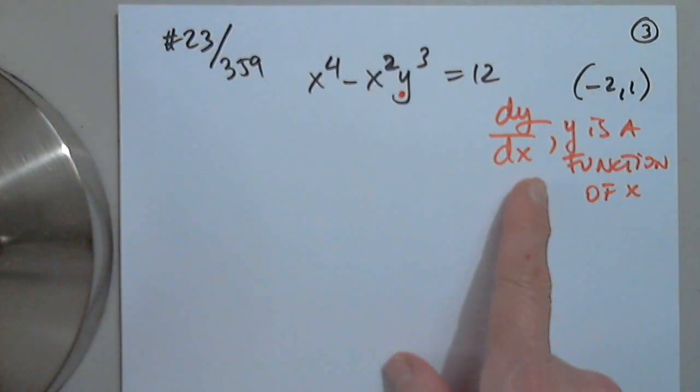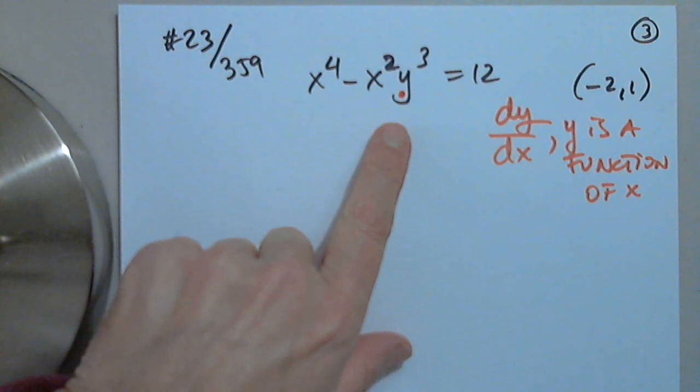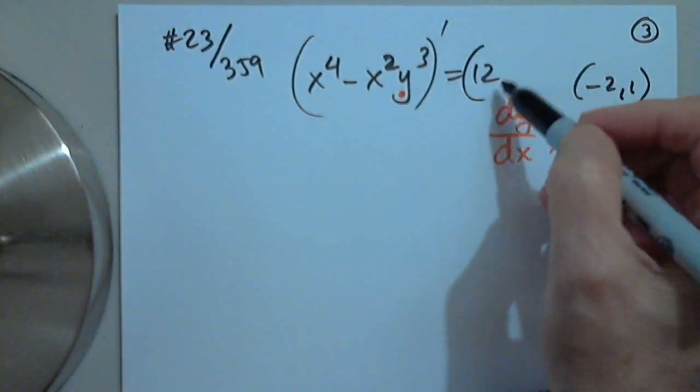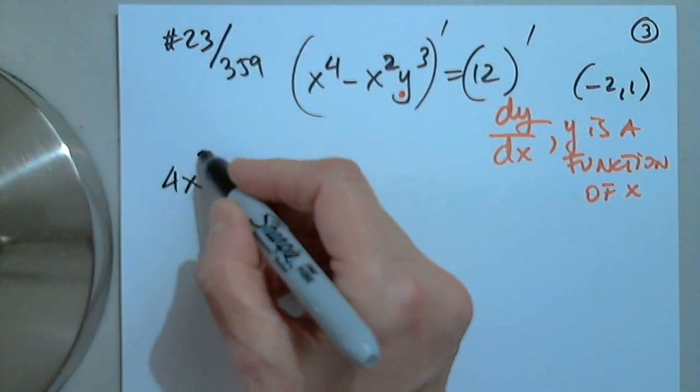We are trying to find dy over dx without solving for y. It's easier to find dy over dx without solving for y. So we're going to differentiate both sides. When I differentiate x to the fourth, I have 4x to the third.